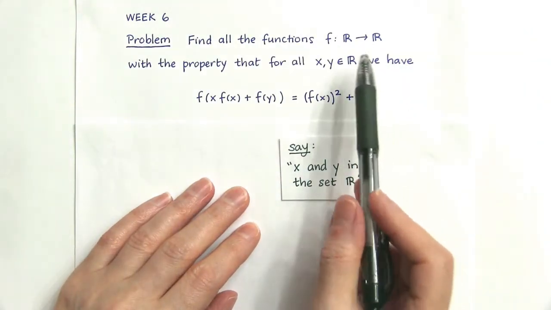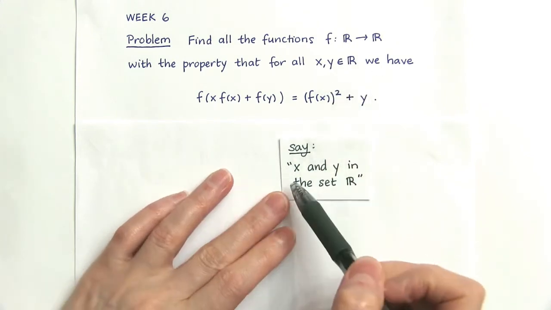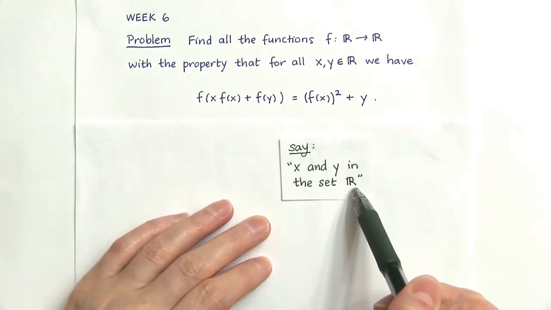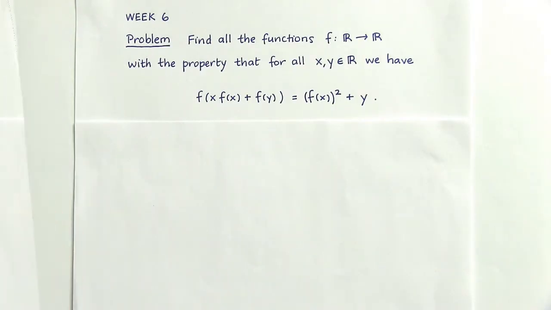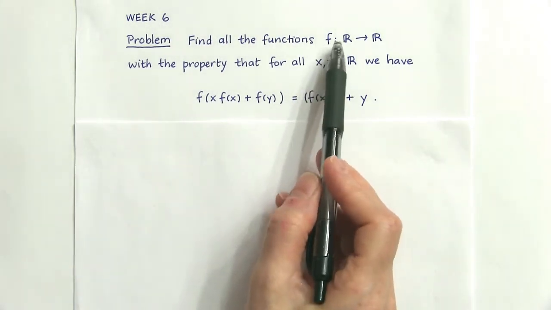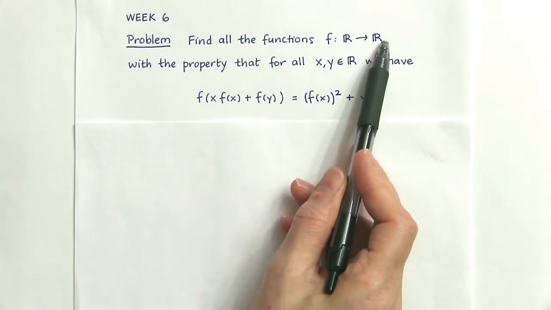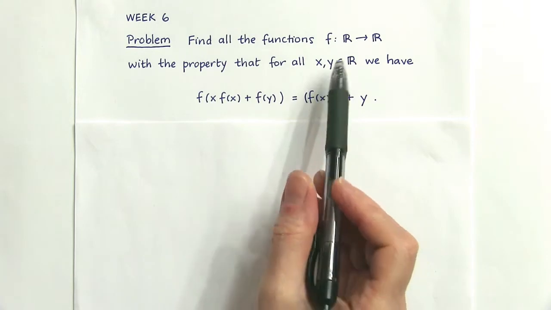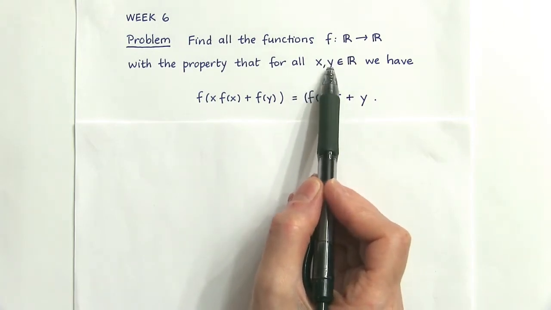Finally, when we write this symbol, we say the numbers x and y are in the set of real numbers. So, the problem of the week asks that we find every function f that maps the real numbers into the real numbers that satisfies the following property for every pair of real numbers x and y.